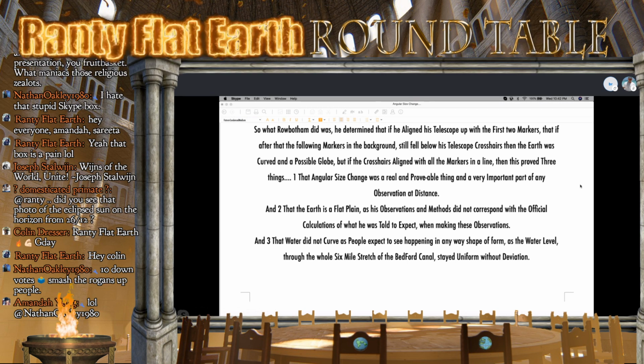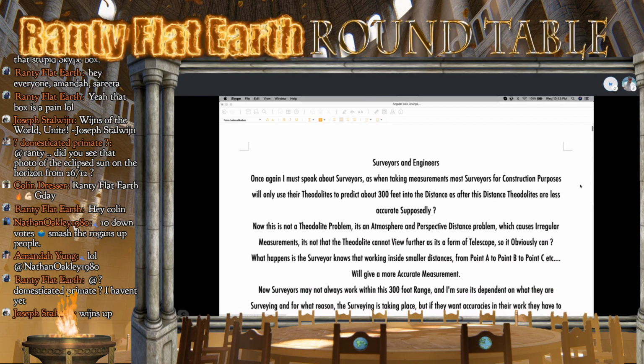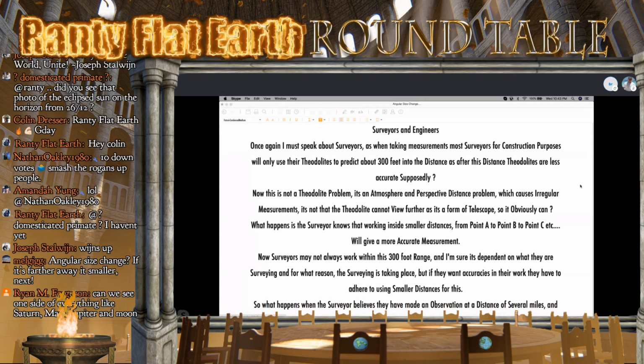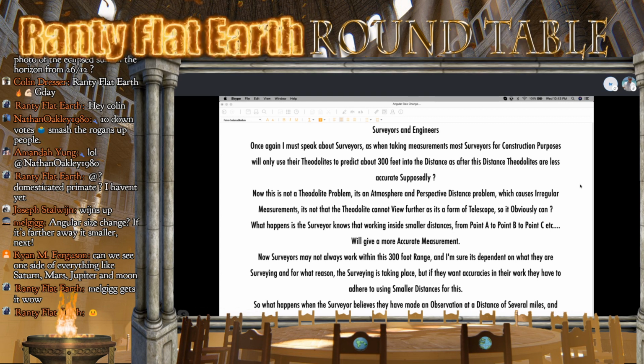And three, that water did not curve as people expect to see happening in any way, shape or form, as the water level through the 6 mile stretch of the Bedford Canal stayed uniform without deviation. Surveyors and engineers. Once again, I must speak about surveyors, as when taking measurements, most surveyors for construction purposes will only use their theodolites to predict about 300 feet into the distance, as after this distance, theodolites are less accurate, supposedly. Now, this is not a theodolite problem, as it's an atmosphere and perspective distance problem, which causes irregular measurements.